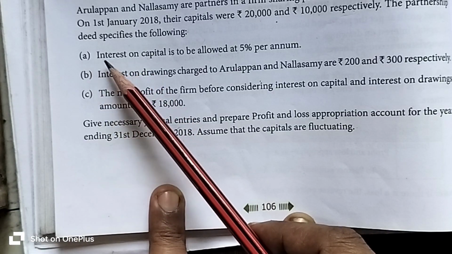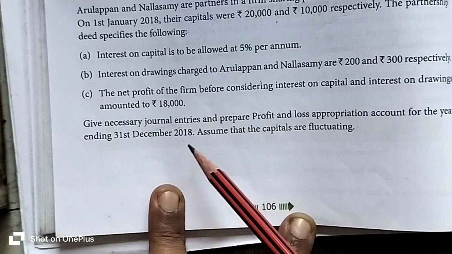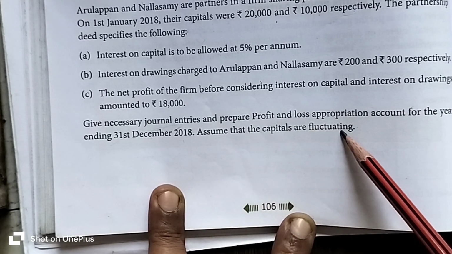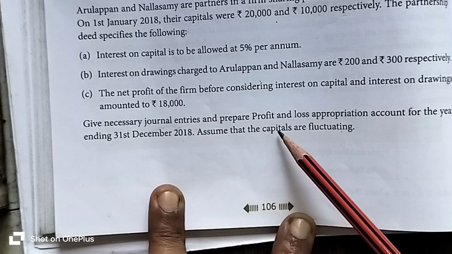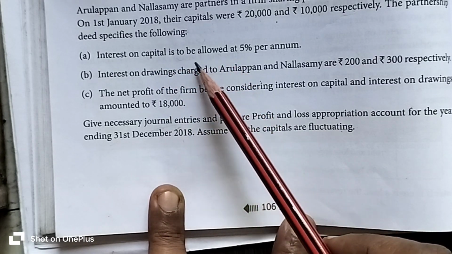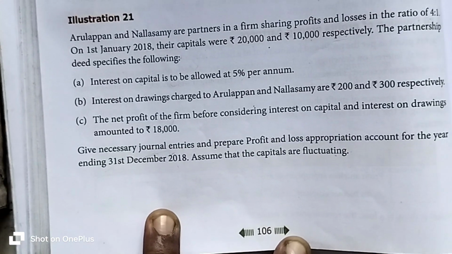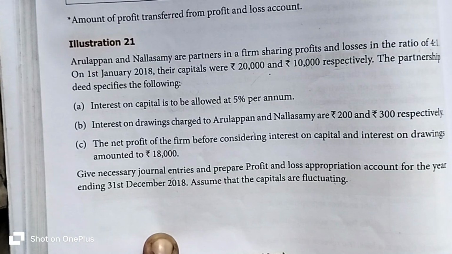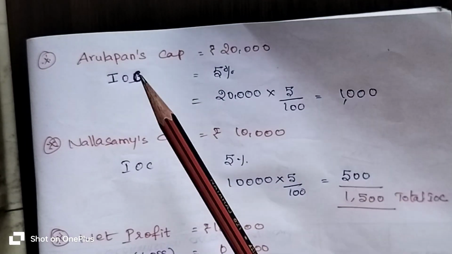The first one is interest on capital is to be allowed at 5% per annum. Listen here carefully. Assume that the capitals are fluctuating. So, we prepare the journal entry in fluctuating capital method. Interest on capital is to be allowed at 5%. Arulappan's capital is 20,000 rupees and Nallaswamy's capital is 10,000 rupees respectively. According to that, we are going to find out the interest on capital.